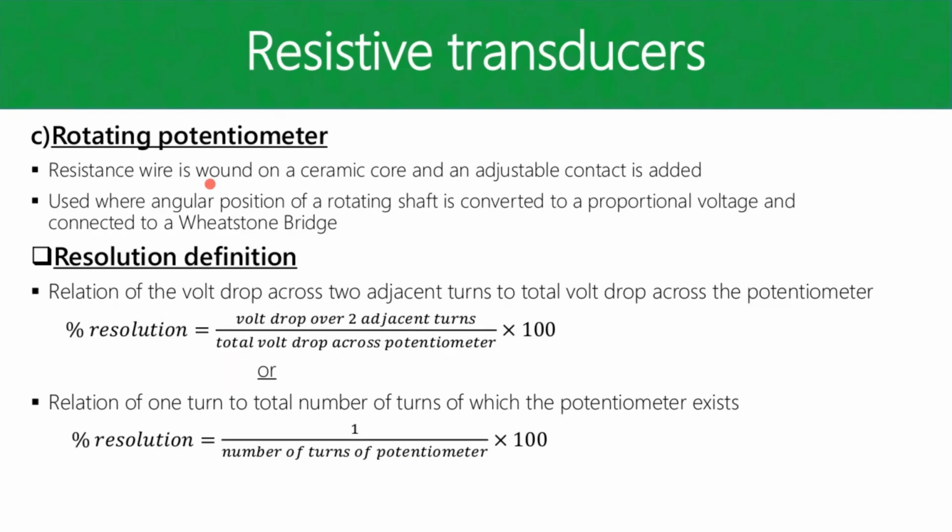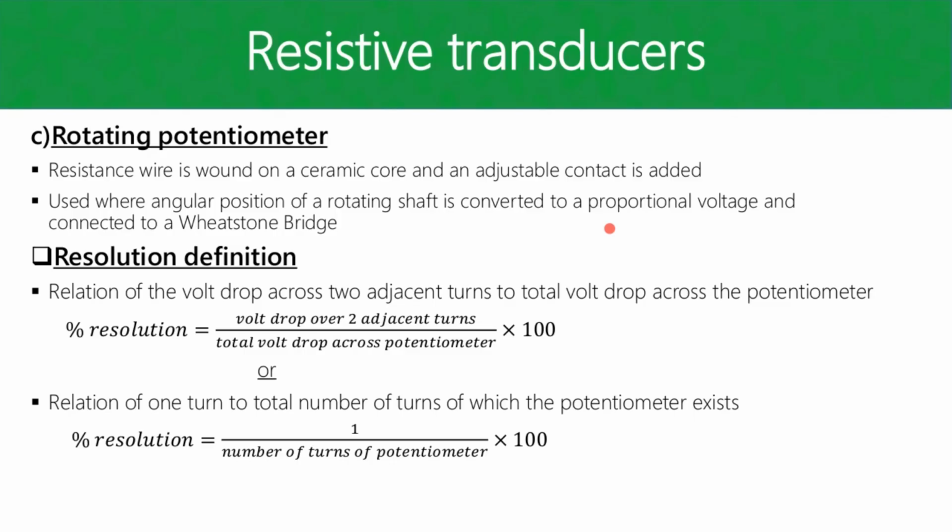Then you get the rotating potentiometer. This is when you have angular motion or angular positioning that you want to translate into a resistance so that you can measure it, or rather into a proportional voltage. Again, it's going to rely on the Wheatstone bridge concept.